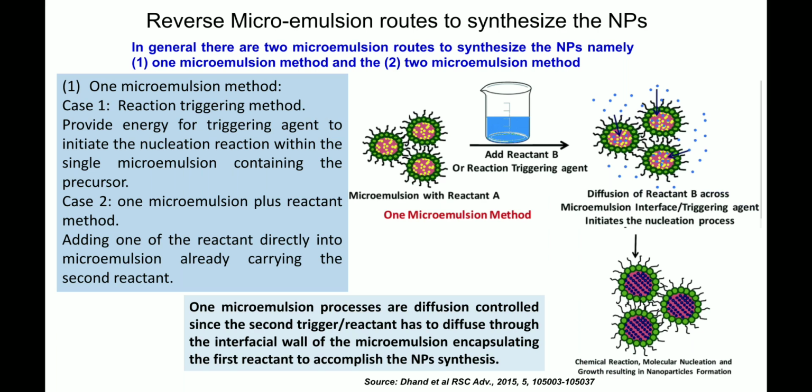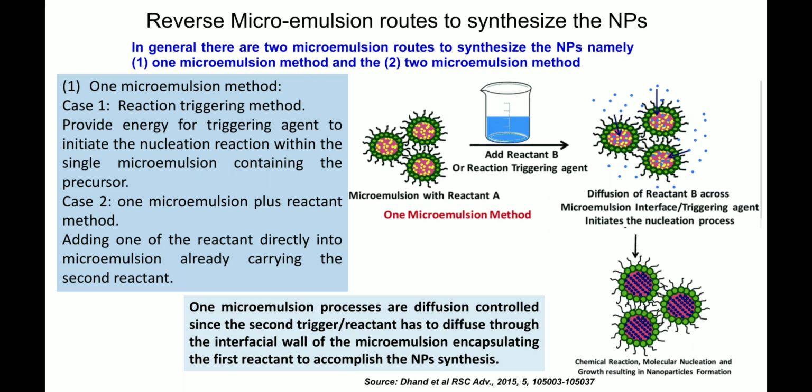So let us try to understand what the 1 microemulsion method for the synthesis of nanoparticles is. That is case 1. In the 1 microemulsion method, again there are two ways for the synthesis of nanoparticles. One is the reaction triggering method, and case 2 is the 1 microemulsion plus reactant method. This is easy to understand with the help of this schematic diagram.